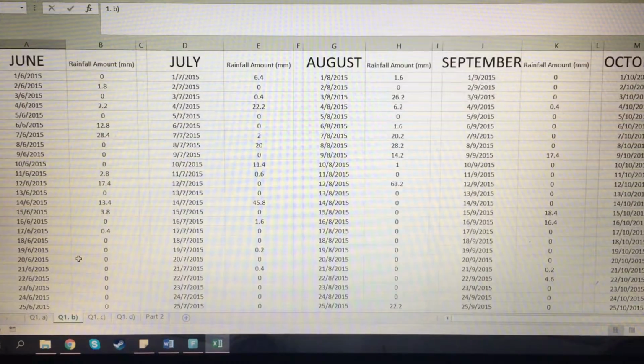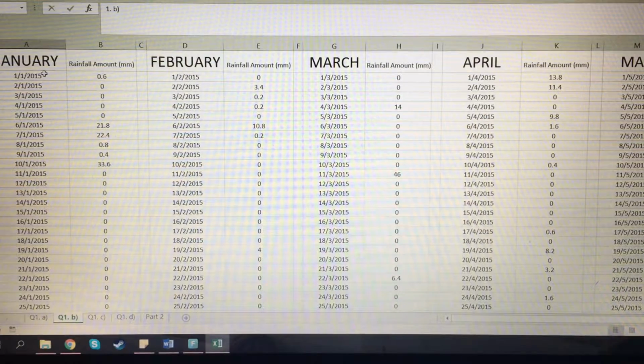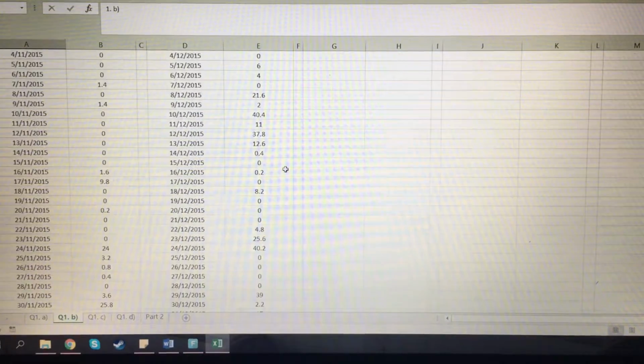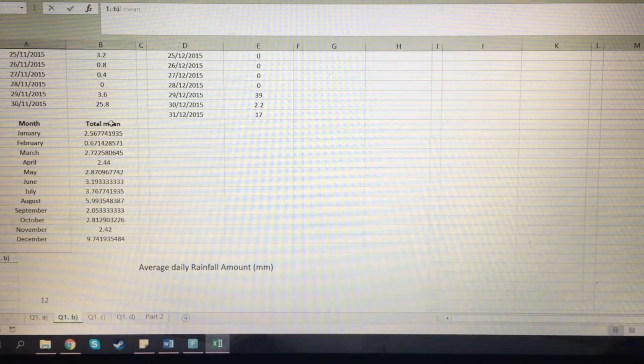For part 1 question B, I collated the rainfall amount for each and every month in the year of 2015. Afterwards, I calculated the total mean for all the months by using the average function and then highlighting the days in the months. And after doing that, I entered and I got the answers.